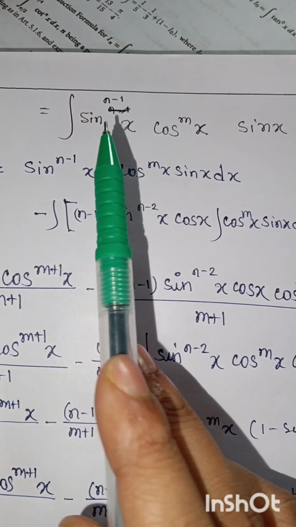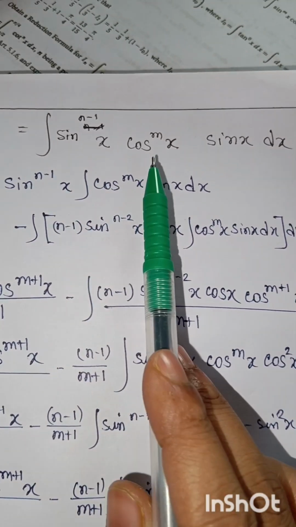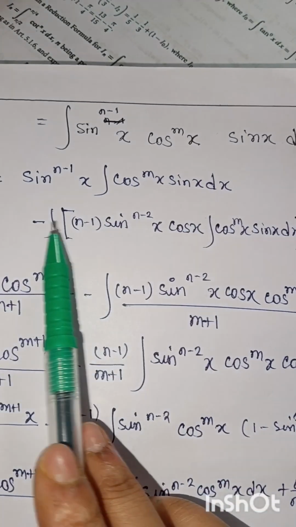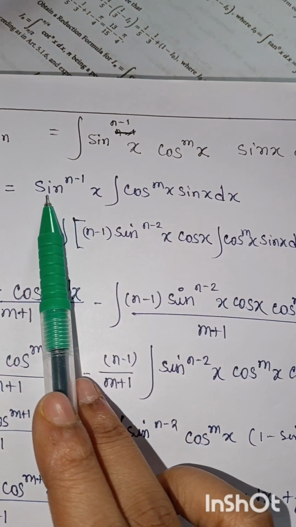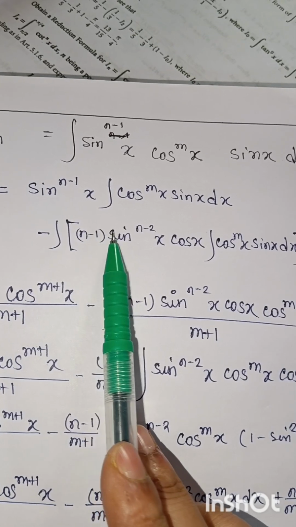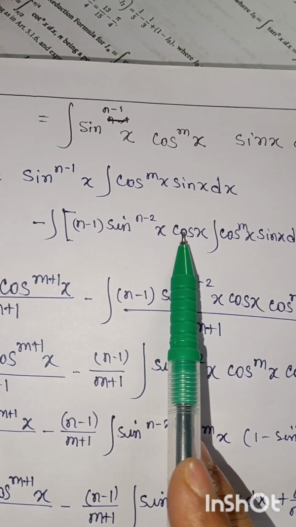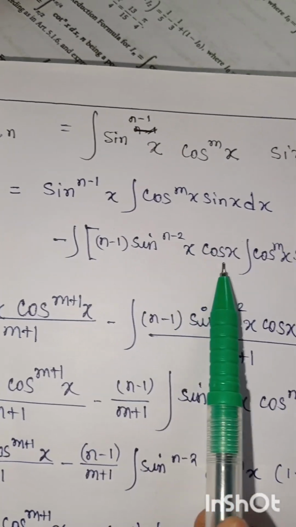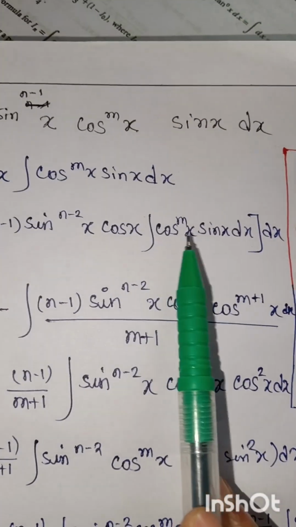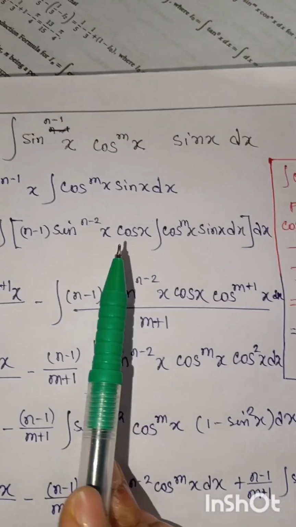So here u is sin to the power n minus 1 x, so I take this and integrate v, that is cos to the power m x sin x dx, minus integration of the derivative of u, that is sin to the power n minus 1 x, and the derivative of this is n minus 1 sin to the power n minus 1 minus 1, that is n minus 2 x cos x. Why cos x? Because the derivative of sin x is cos x. Then again the integration of cos to the power m x sin x dx whole to dx, because the uv integration formula told us to integrate this equation again.